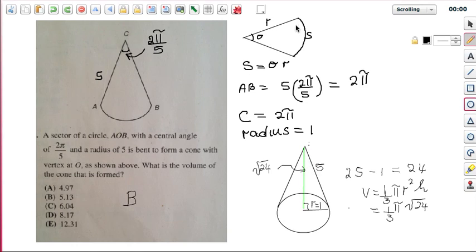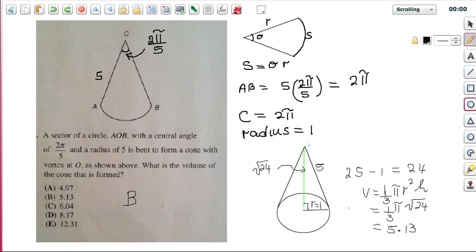Now recall that the arc length of a sector of a circle is the radius times theta. So the arc length, which also happens to be the circumference, AB, is radius times theta, which is given as 2 pi over 5. So the circumference is 2 pi. If the circumference is 2 pi, then the radius must be 1. So using 1 as the radius, 5 as the hypotenuse, by Pythagoras' theorem we can get the height as root 24. So now we know the height. We already know the radius, which is 1 squared. And plugging this in your calculator, you get 5.13.